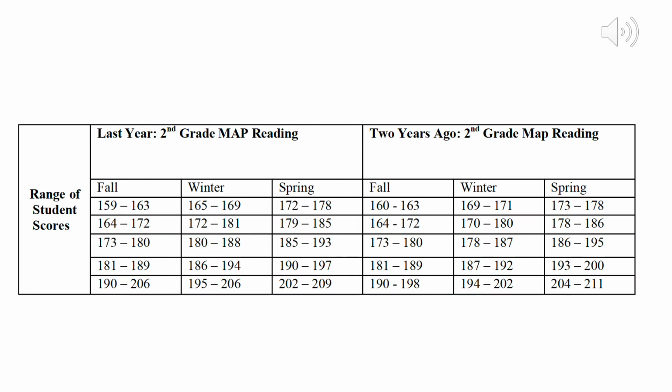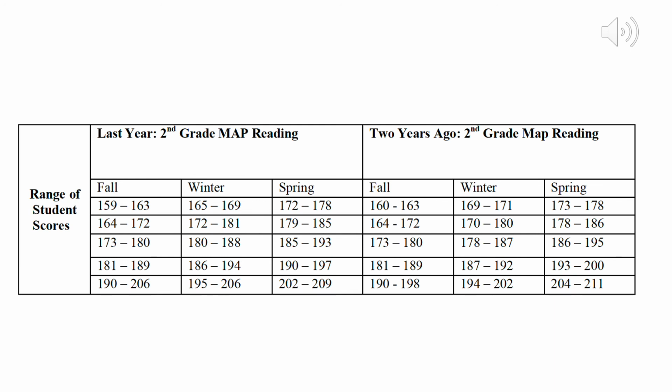So these data are historical or trend data for different groups of second graders. You'll notice the first part is last year's second graders, and then the second half of this chart is 2 years ago. So this is how typically second graders progress or make growth on MAP data in second grade. Notice the range of student scores on the left, and then it says fall, winter, spring.